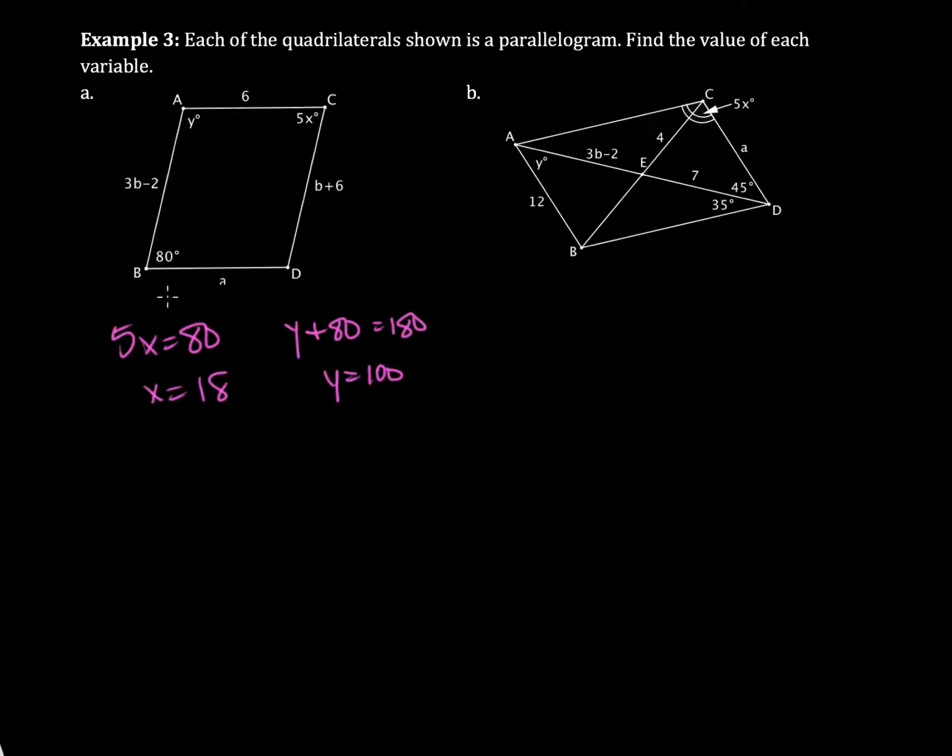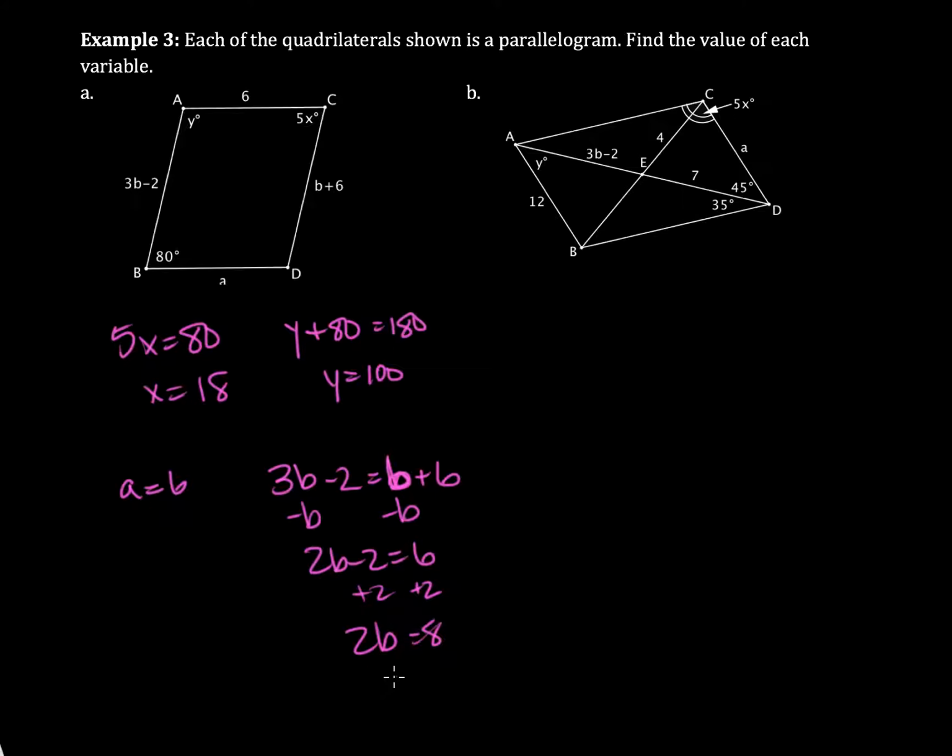For A, I know that segment BD and segment AC would be congruent because they're opposite sides of my parallelogram. So that makes A pretty easy. It's going to be equal to 6. And then I know that AB and CD would be congruent to each other. So to find B, I can take 3B minus 2 and say it should equal B plus 6. Sorry, my B and 6 look almost identical there. That's a B. Let's go ahead and subtract that B off of both sides. 2B minus 2 equals 6. Add 2 to both sides. 2B equals 8, which means that B would equal 4.